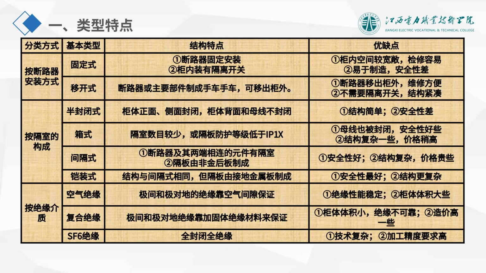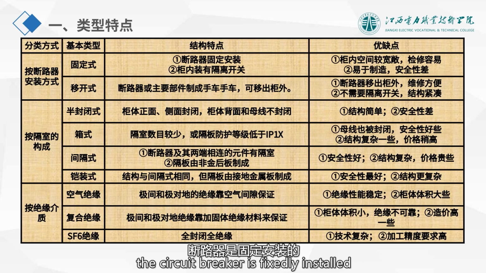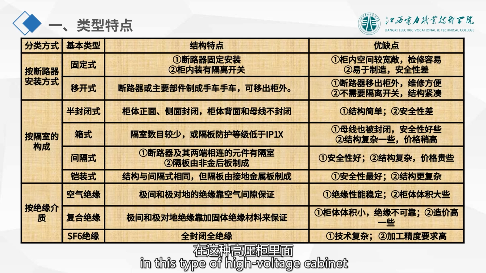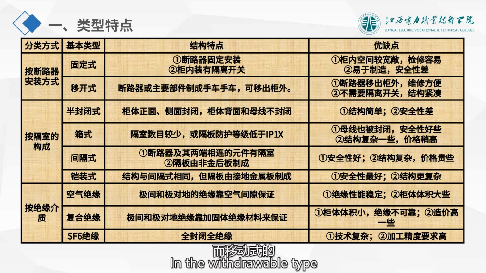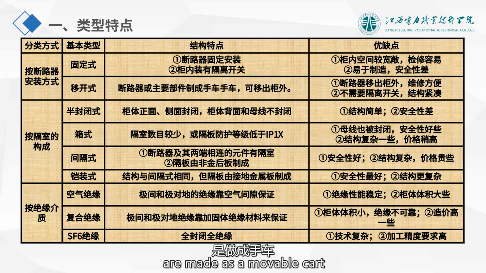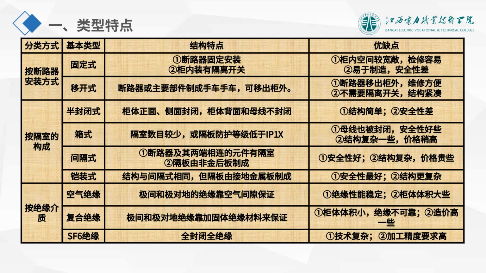withdrawable type. In fixed type high voltage switchgear, the circuit breaker is fixedly installed, and in this type of high voltage cabinet, there's an isolating switch installed. In the withdrawable type, the circuit breaker or the main components inside the switchgear are made as a movable cart, which can be easily removed from the cabinet.